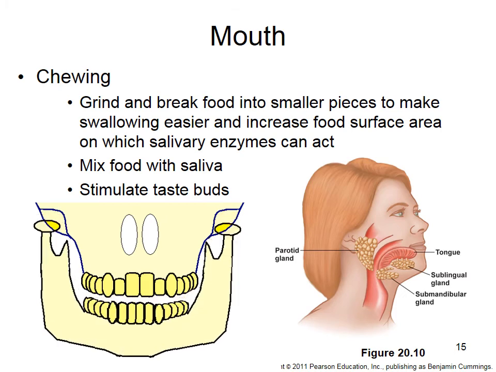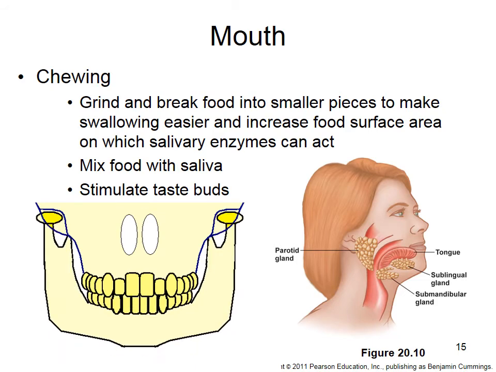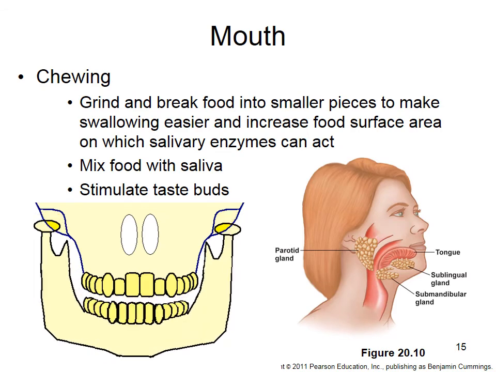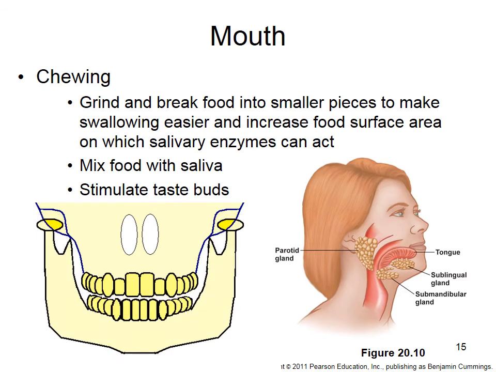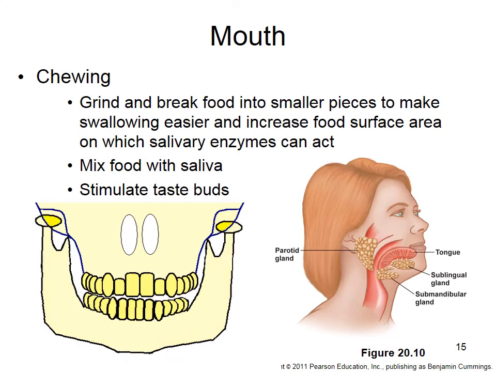You want to mix your food with saliva so that those salivary enzymes can work, but you also have other things in your saliva that you want your food to interact with. Chewing also helps stimulate your taste buds. And here are our salivary glands. We've got parotid glands, sublingual glands, and submandibular glands that produce our saliva. Notice we've got our guy chewing.